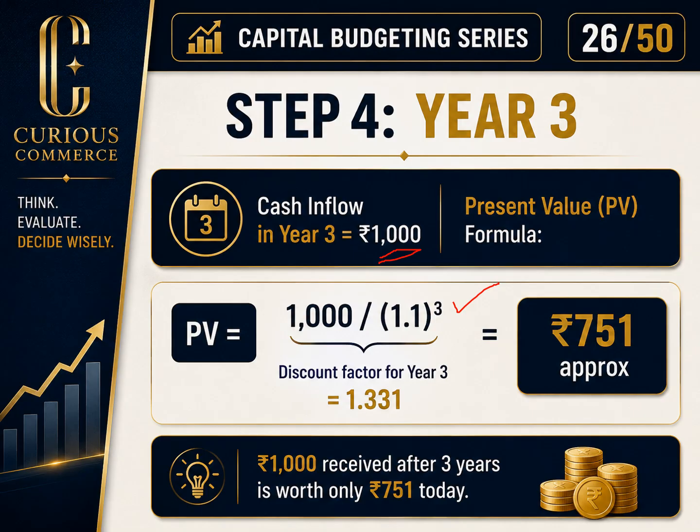This clearly shows the power of discounting. The longer the time, the lower the present value. This is why companies prefer earlier cash flows, quicker recovery, faster return. Time itself has financial value. Now, all three present values are ready. The next step is to add all present values.